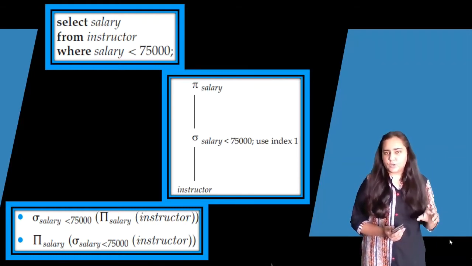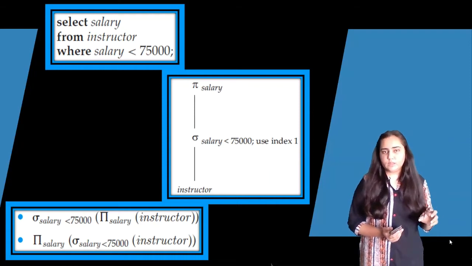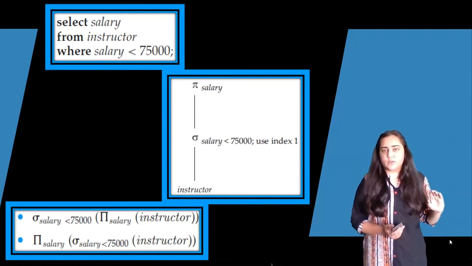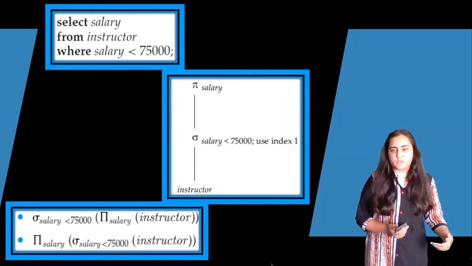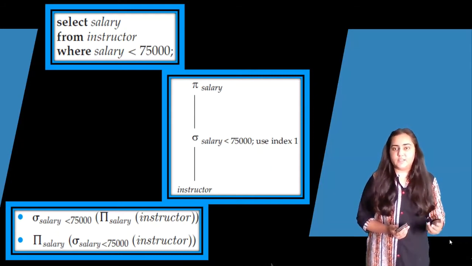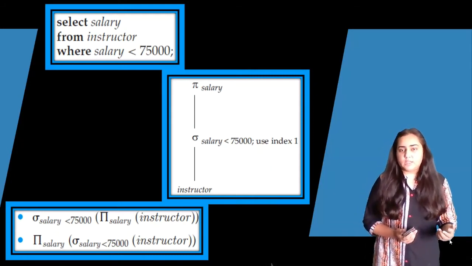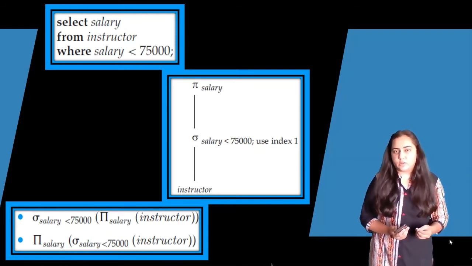This is a sort of a tree. So you can see the topmost thing is pi salary, and then I have sigma salary, and then I have instructor. So you have to start reading from the bottom, which means the first thing we are doing is extracting all the rows that contain salaries less than 75,000. And also one more thing that is mentioned is use index 1.